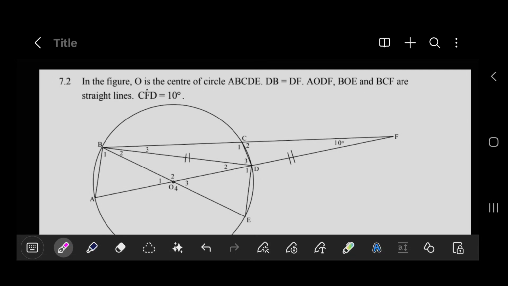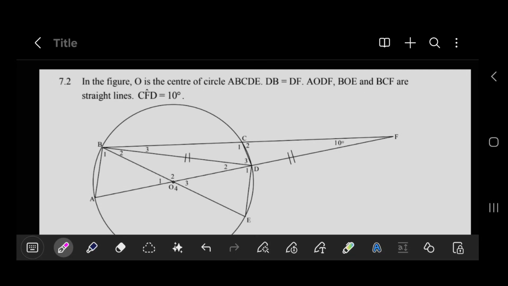Here we have 7.2. It says in the figure, O is the center of the circle ABCDE. DB is equal to DF. AODF, BOE, and BCF are straight lines. Angle CFD is 10 degrees.